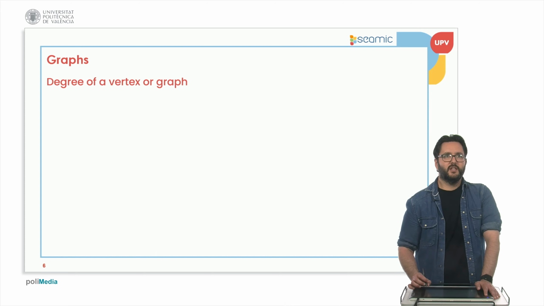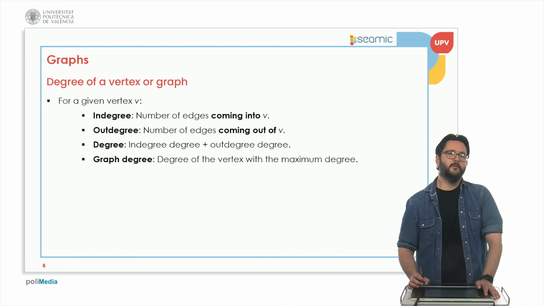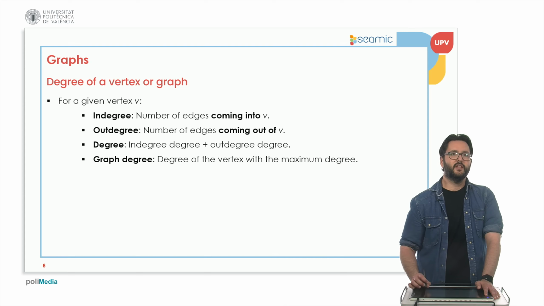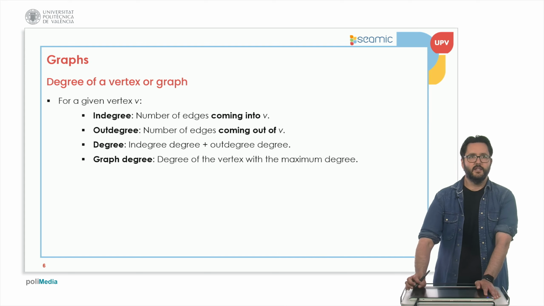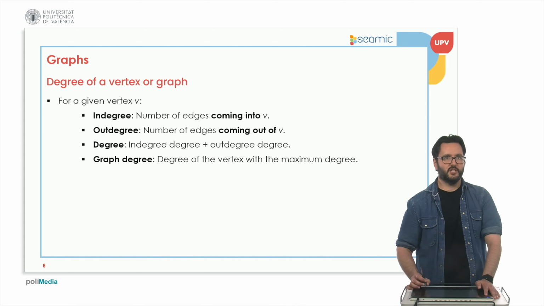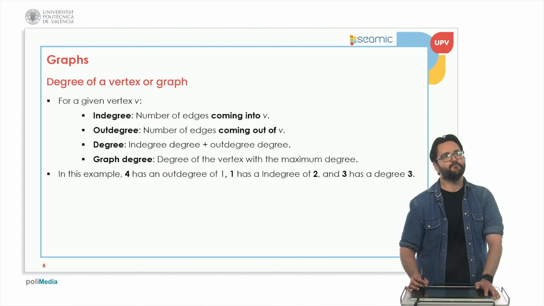Let's talk now about the degree of a vertex or a graph. For a given vertex, we can distinguish the in degree, that is the number of edges coming into V, the out degree, that is the number of edges coming out of this vertex, and the degree, that is the sum of these two concepts. In general, the degree of a graph is the degree of the vertex with the maximum degree.